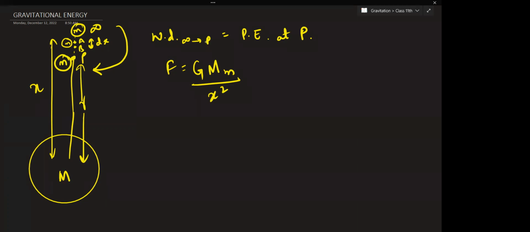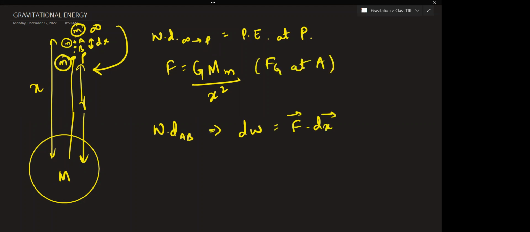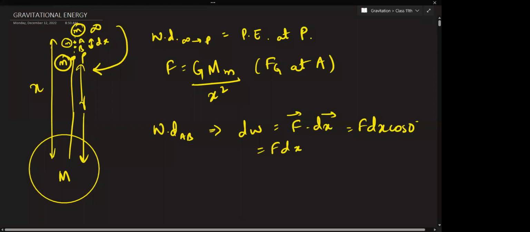Fine. So now work done in carrying mass m from this A to B point. If you calculate, dW will be equal to F dot dx. This is the gravitational force at point A. Cos theta will obviously be 0, because displacement and force are in the same direction, so F dx cos 0 degree will be F dx only.